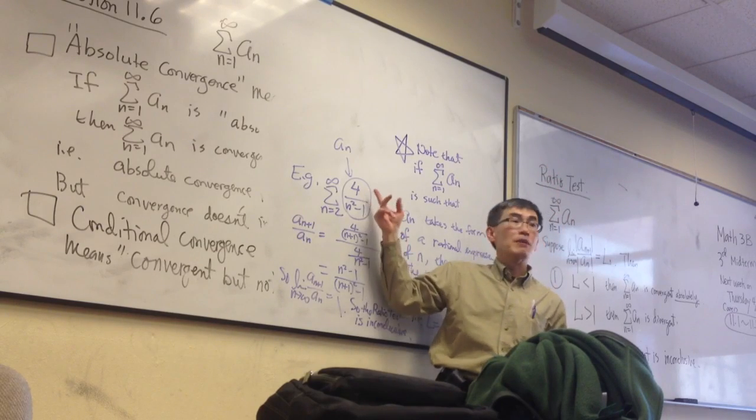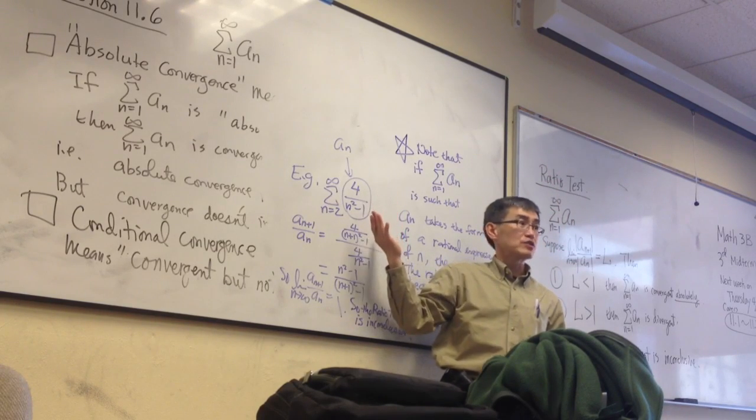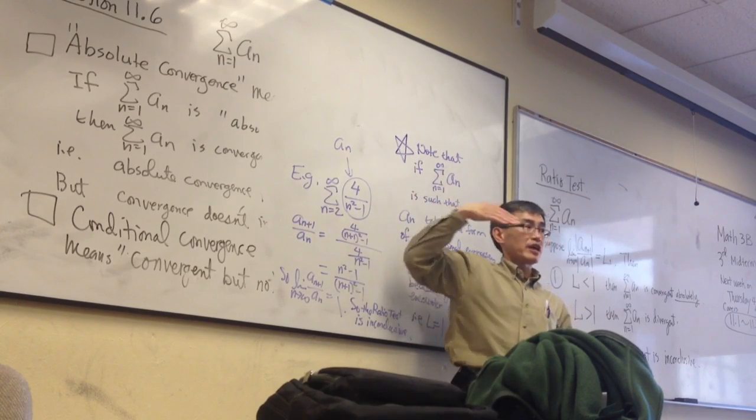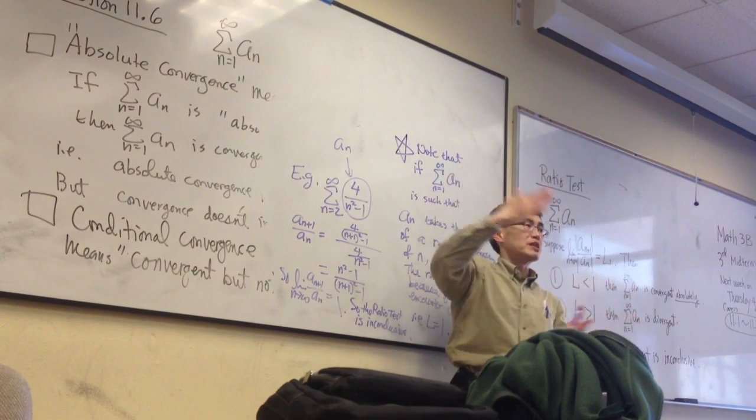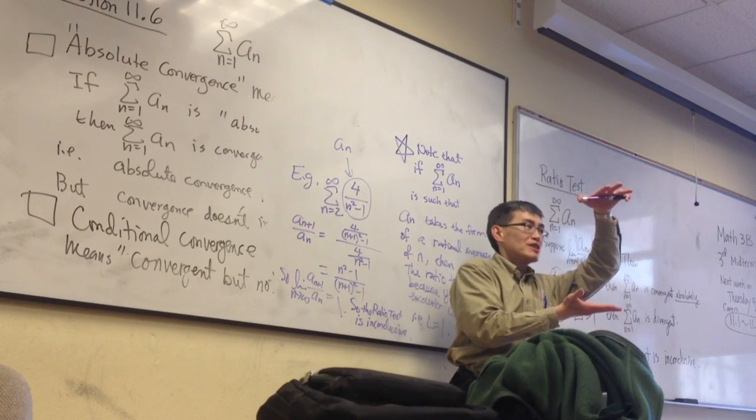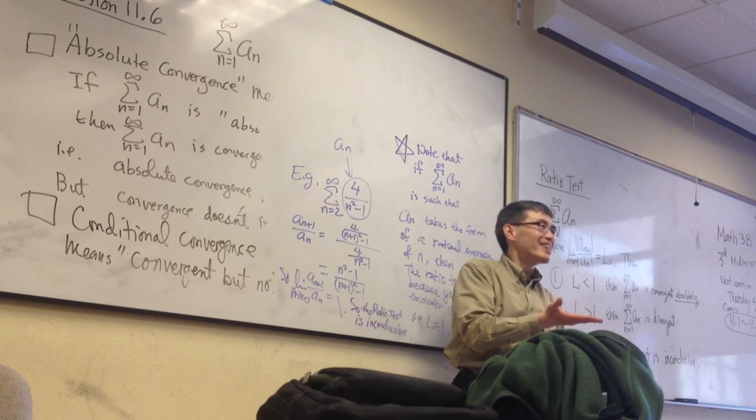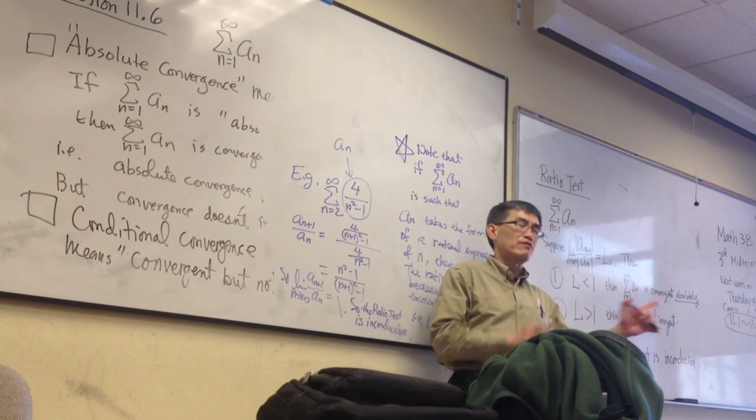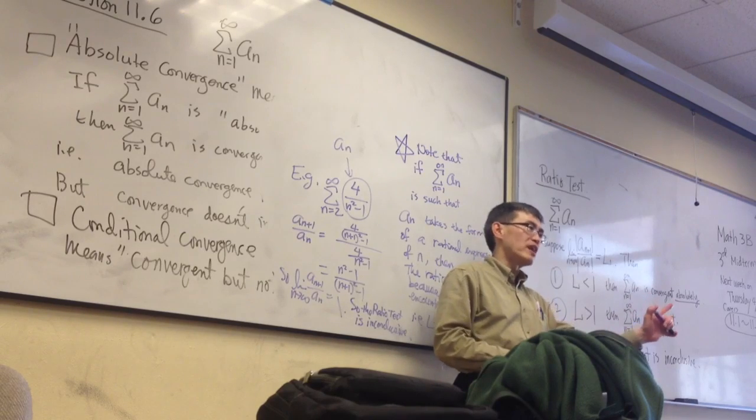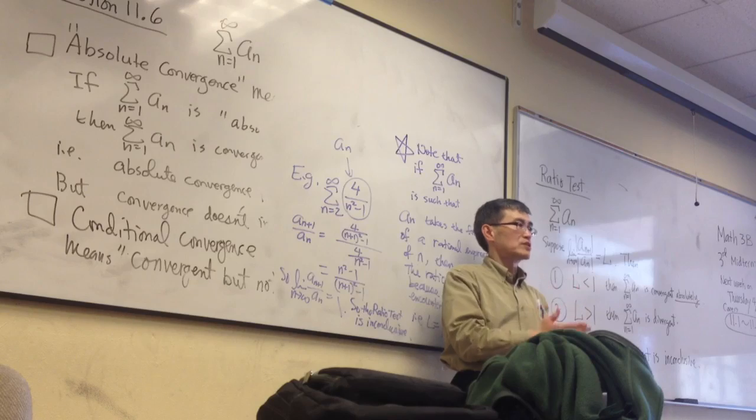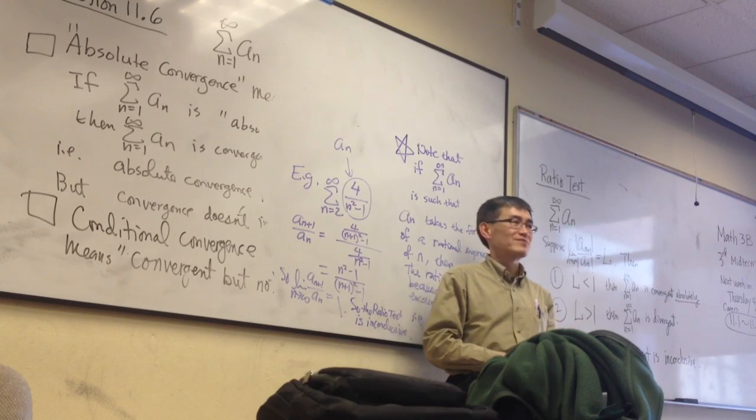Convergent. Why? Because I compare with what? 4 over n squared. Or compare with 1 over n squared. Then you use limiting comparison. The ratio of the corresponding terms stabilizes to 4, which is a positive number. Then if one converges, the other one converges as well. If one diverges, the other one diverges as well. Because 1 over n squared, that series converges, and therefore this one converges.